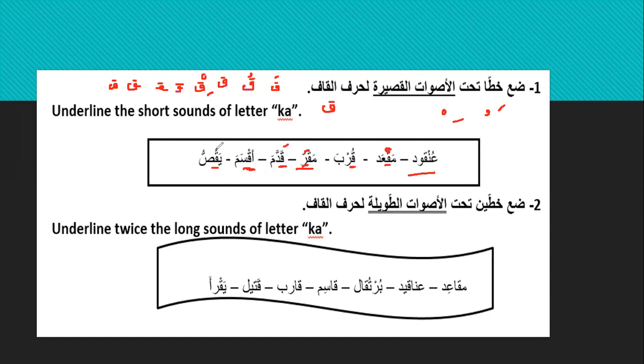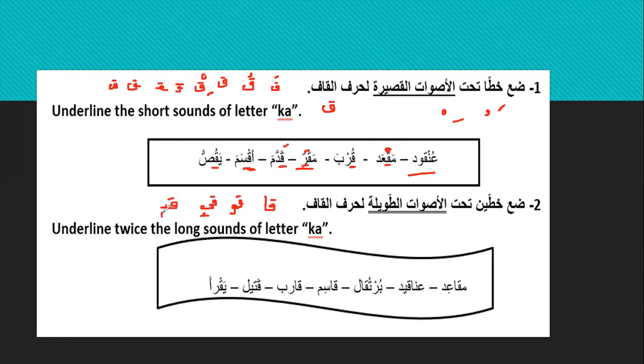Now underline twice the long sounds of letter Qa. What are the long sounds of letter Qa? We have to choose this form, guys, okay? Either this form or this form. When I say Qa, straight line, okay? Qa, we add alif. Qu, we add waw. Qi, we add ya. And Qi, like this also we have.